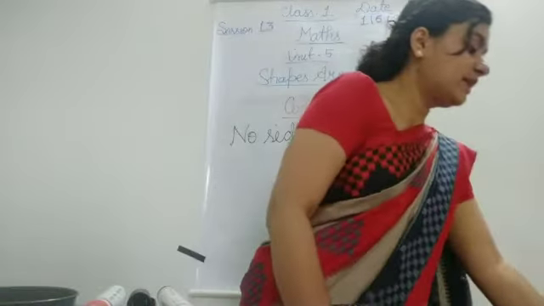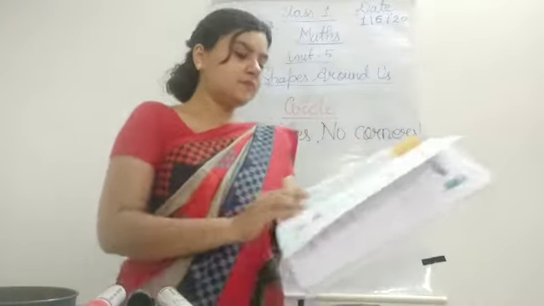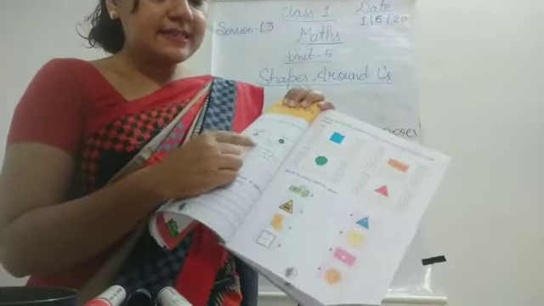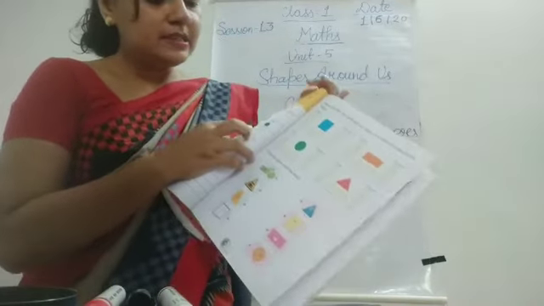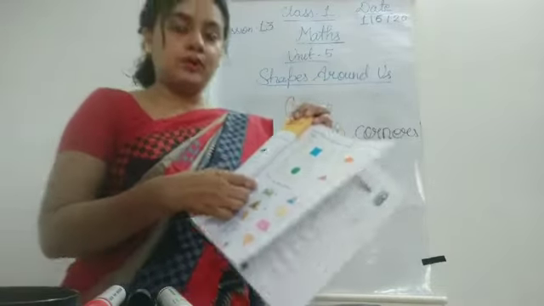In the book you can also see here a triangle. This is a triangle. It has 3 sides and 3 corners. Circle, this is a circle. It has no sides and no corners.